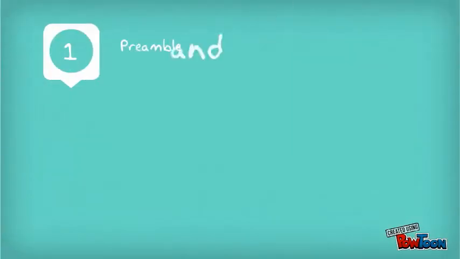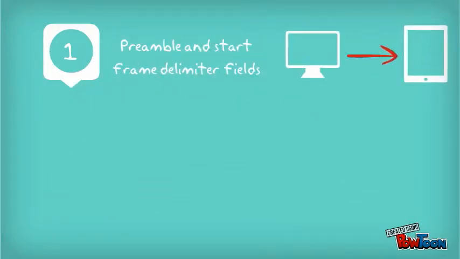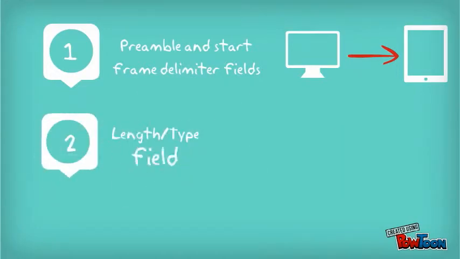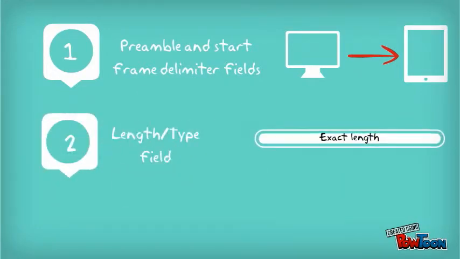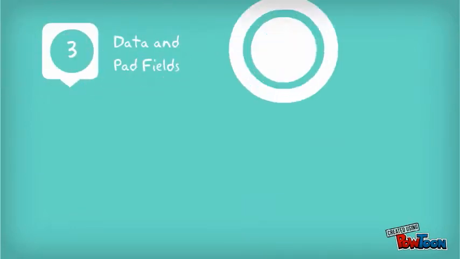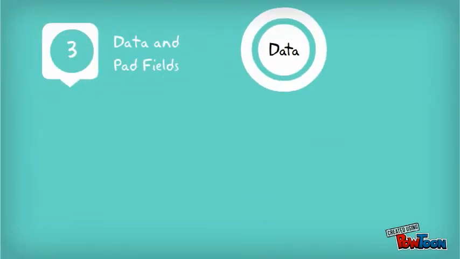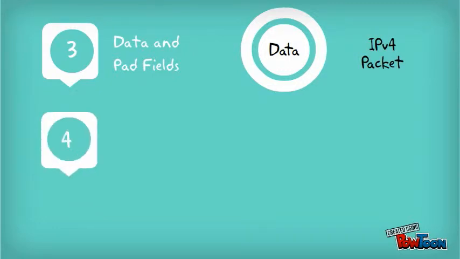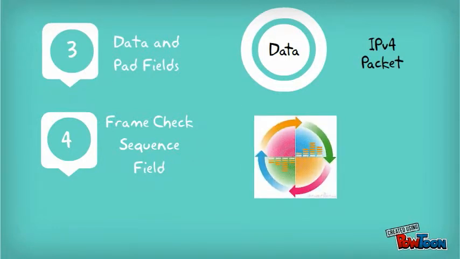Ethernet frame. The primary fields in the Ethernet frame are the preamble and start frame delimiter fields. These are used for synchronization between the sending and receiving devices. The length/type field defines the exact length of the frame's data field and also describes which protocol is implemented. The data and pad field contains the encapsulated data from a higher layer, an IPv4 packet. The frame check sequence field, 4 bytes, is used to detect errors in a frame with a cyclic redundancy check. If the calculations match at source and receiver, it means that no error occurred.